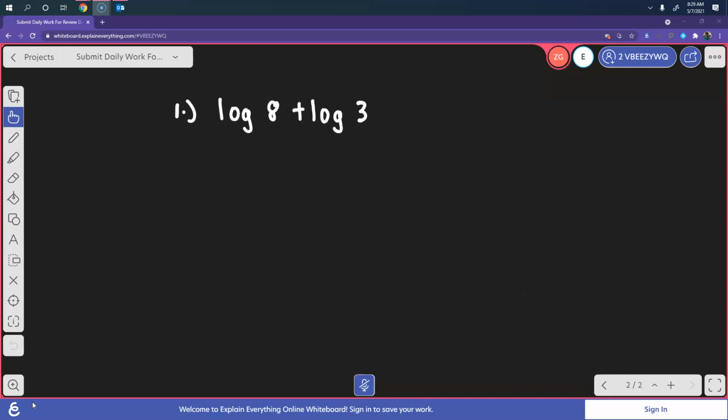Remember, you're going to use a product property. In other words, it has to have the same base. And you're going to multiply 8 times 3, which is 24. And that is a single logarithm.